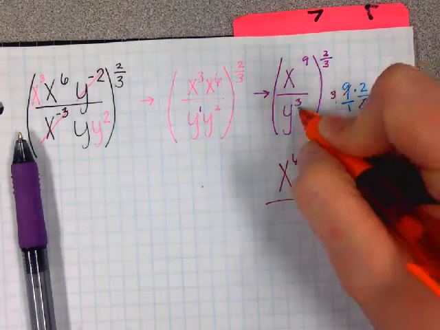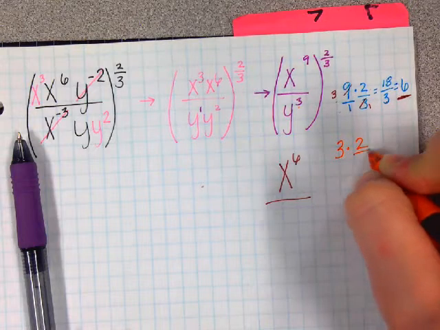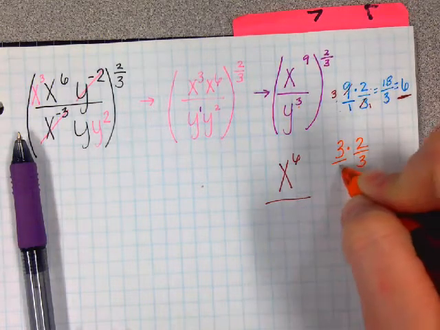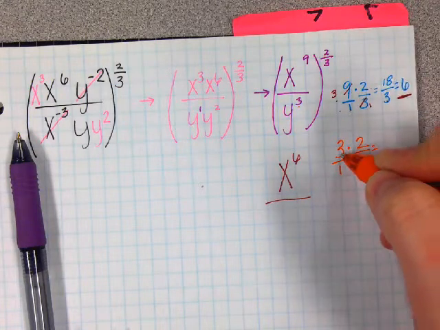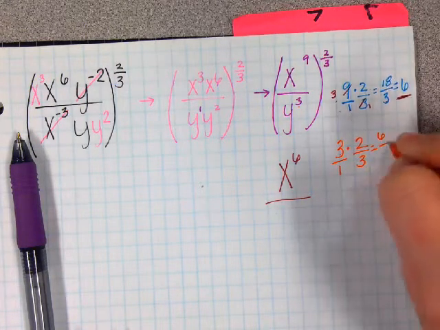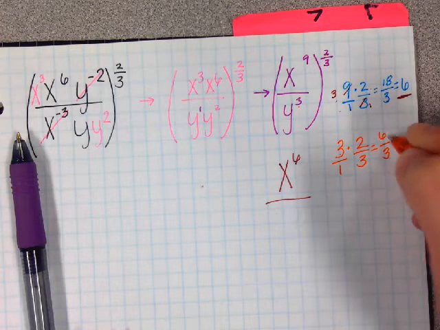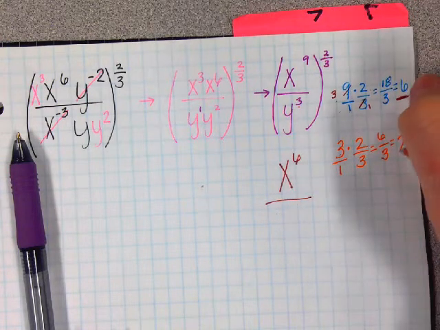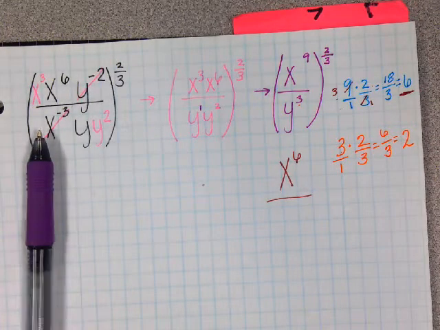And use orange for the y just so that we can see the two different steps. So then we have 3 times this power, so 3 times 2/3, 3 over 1. 3 times 2 is 6. 3 times 1 is 3. 6 divided by 3 is 2.